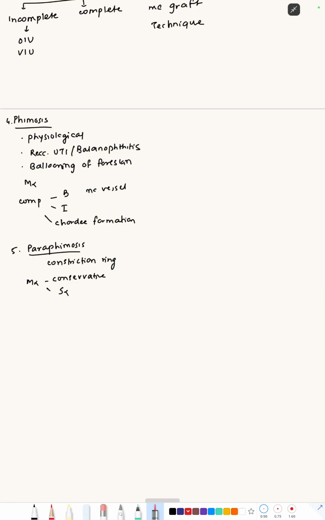Then complications post-op, there can be bleeding. The most common vessel that bleeds is going to be the frenular vessel, infection and cord deformation.